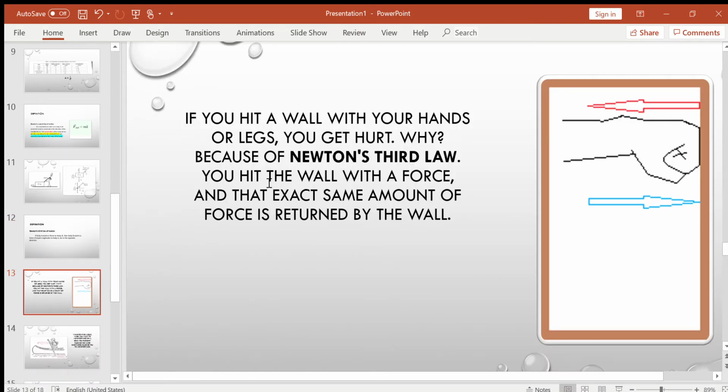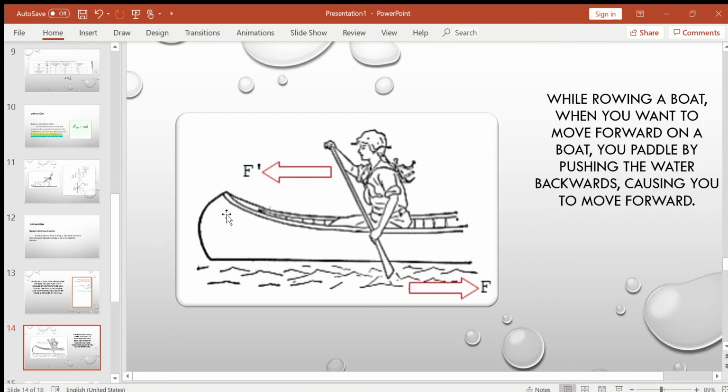So if you hit a wall with your hands or legs while you're angry, you get hurt. So why is that? Because of Newton's third law. When you hit the wall with a force, that exact same amount of force is returned by the wall. So please don't do it when you get angry. You will hurt yourself.